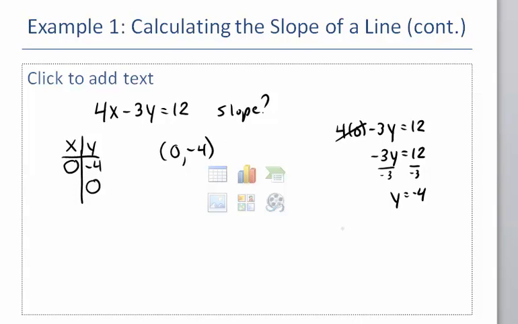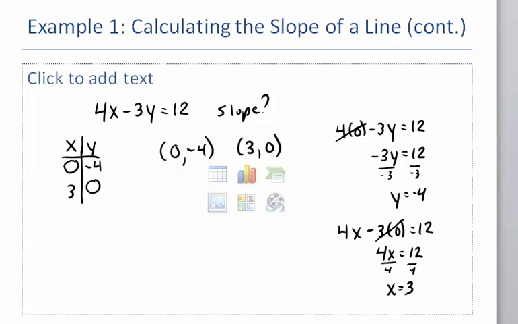For the other point, I'm going to take my equation, 4x minus 3y is equal to 12, and put a 0 in for the y. The 3 times 0 will cancel, leaving me 4x is equal to 12. Dividing by 4, x is equal to 3. And so here is the other point that we're going to use, the point (3, 0).